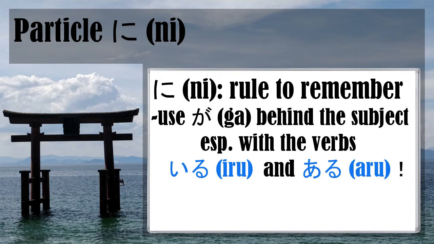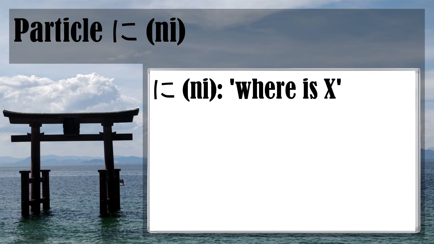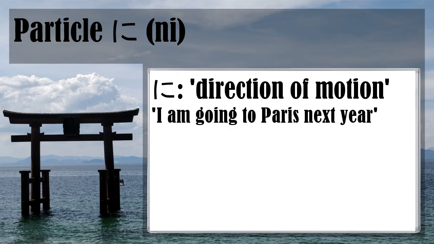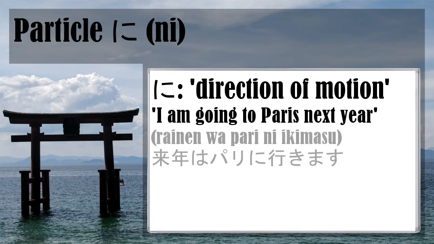Besides the main function of ni being indicating where something or someone is, you can also use ni to indicate the direction of motion. Some examples will clarify. I am going to Paris next year. Rainen wa Pari ni ikimasu. Rainen wa means next year. Pari is the city of Paris.